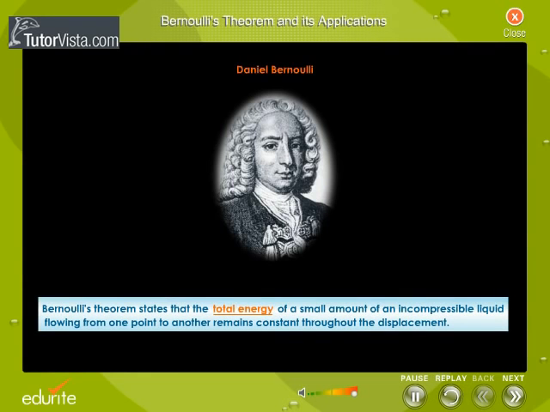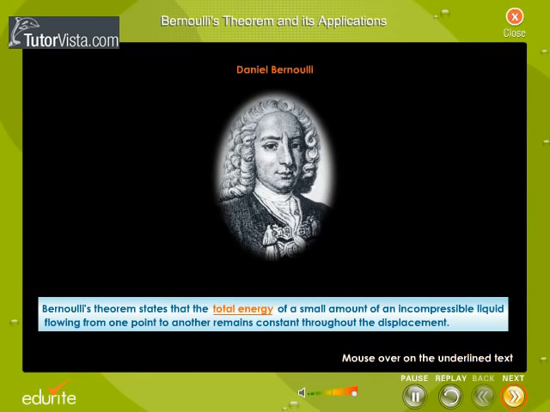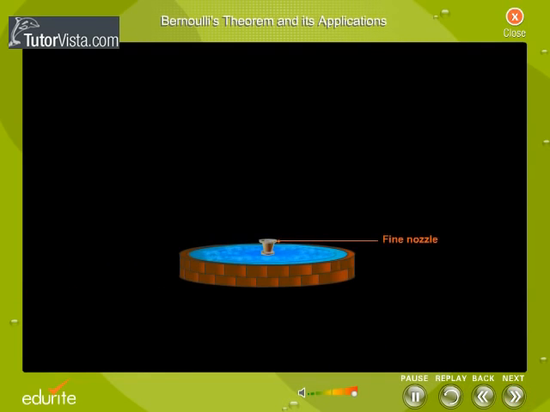Bernoulli's theorem states that the total energy of a small amount of an incompressible liquid flowing from one point to another remains constant throughout the displacement. The illustration shown here will help you understand Bernoulli's theorem.